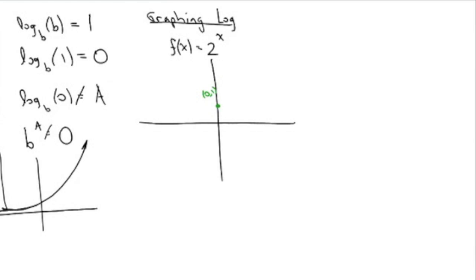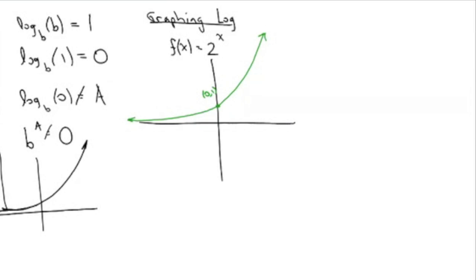What does it do as it goes to the left? It goes down, approaches the x-axis. What is the x-axis called here? A horizontal asymptote. Close enough. As it goes through this point, it'll shoot up. So you get that as the graph of 2 to the x.